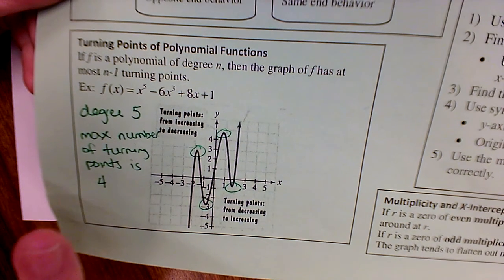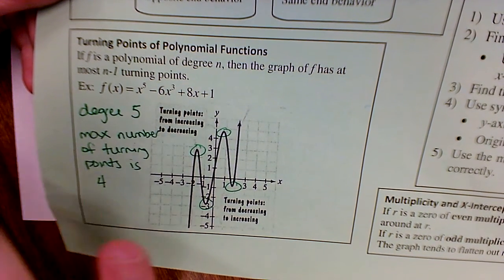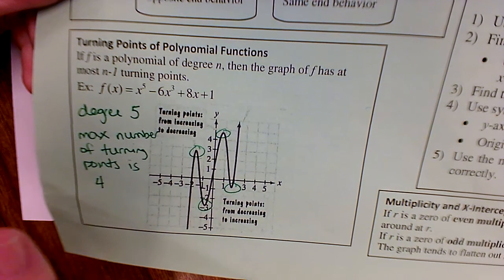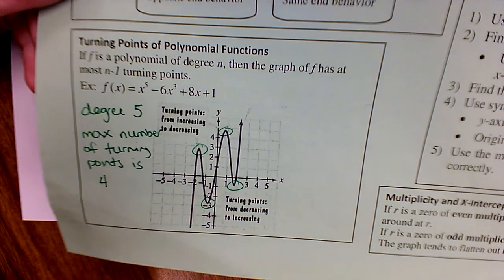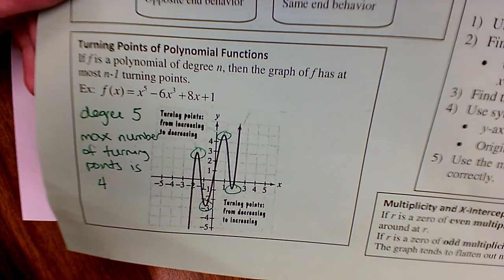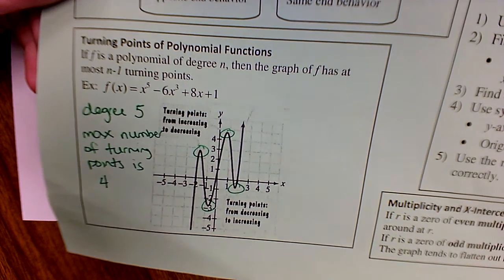But on the same hand, that's a max number. You could come out with a graph for this that only had 2 turning points, and that's okay because it's less than your max number. So you want to make sure the number of turning points you have is no more than your maximum number of turning points.